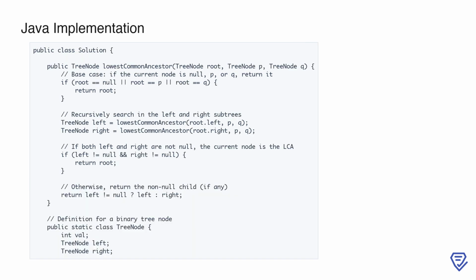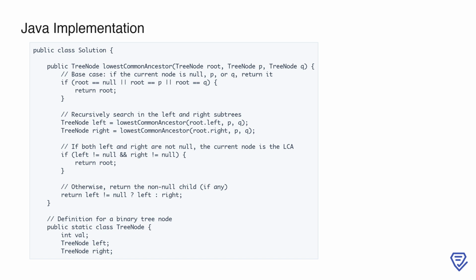Here, we start by defining the lowest common ancestor method, which takes 3 parameters: the root of the binary tree, and the 2 nodes, P and Q, for which we want to find the lowest common ancestor. The first step is the base case. If the current node, referred to as root, is null, or if it matches either P or Q, we simply return the current node. This is because null or a direct match means we've either reached the end of a branch or found one of the nodes we're looking for.